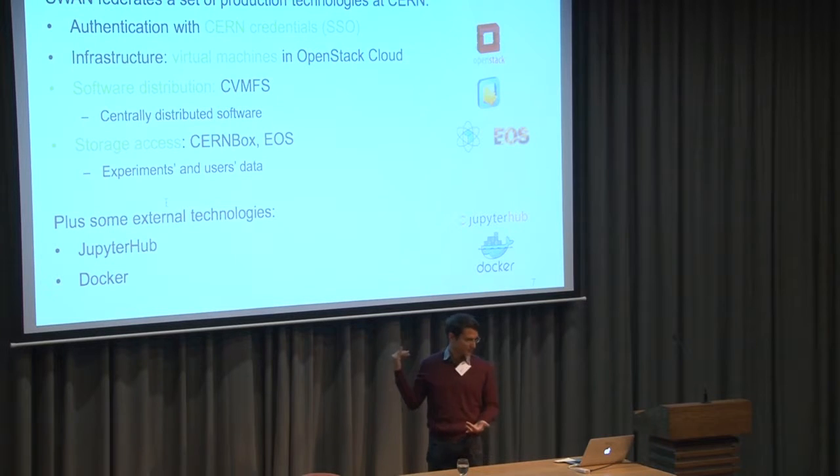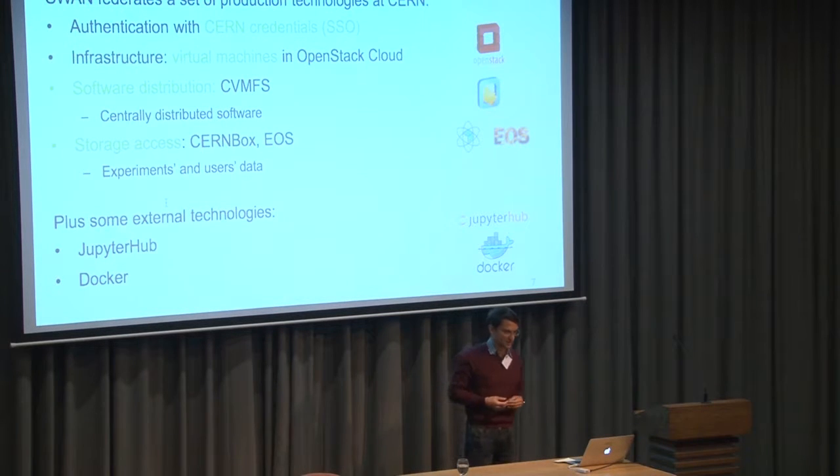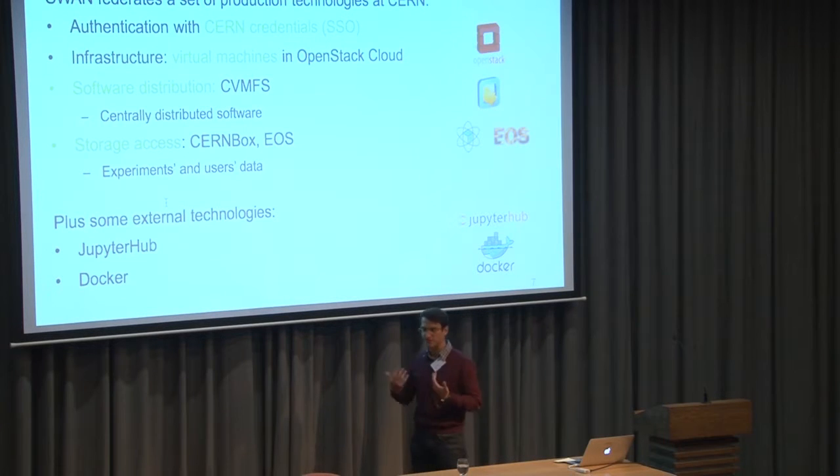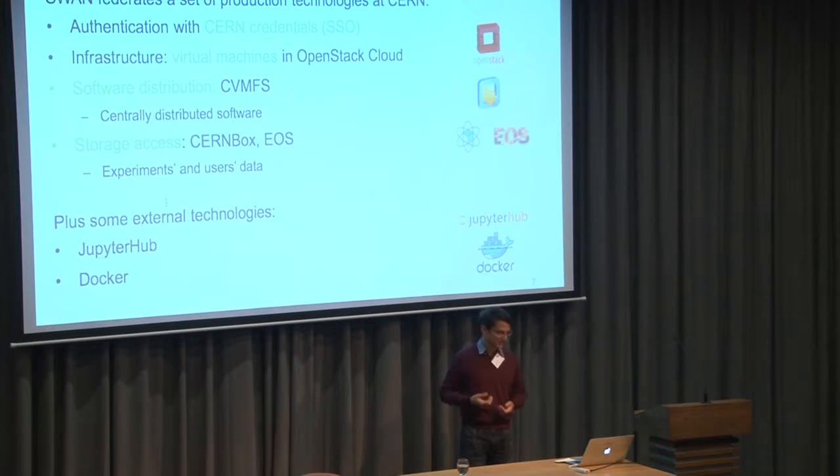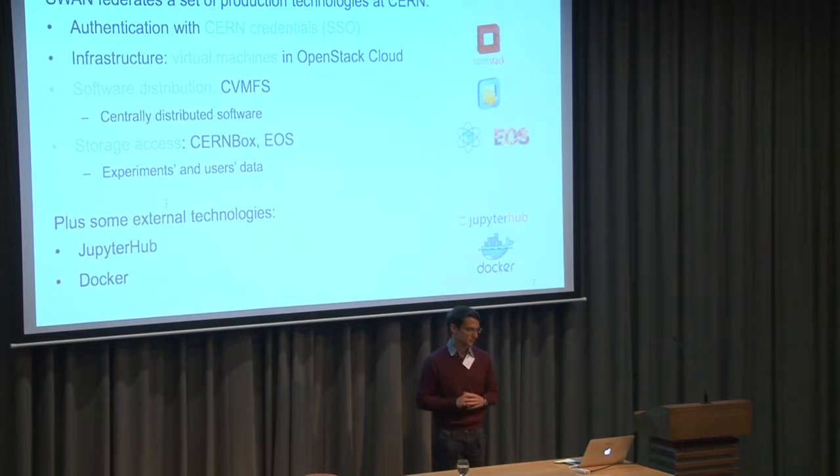So most of these technologies that I just mentioned belong to the CERN ecosystem. I said before that SWAN is this federator of services that already existed at CERN, and this is true. For example, CVMFS for software, CernBox and EOS, the virtual machines at the CERN cloud, the authentication with CERN username and password. All these are components that already existed and that we put together to bring some added value to the users.